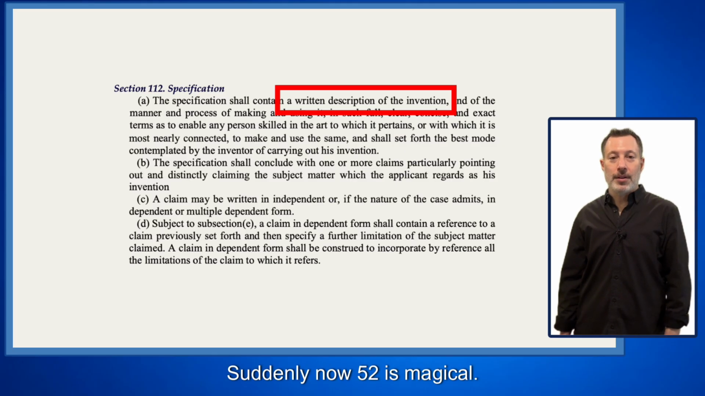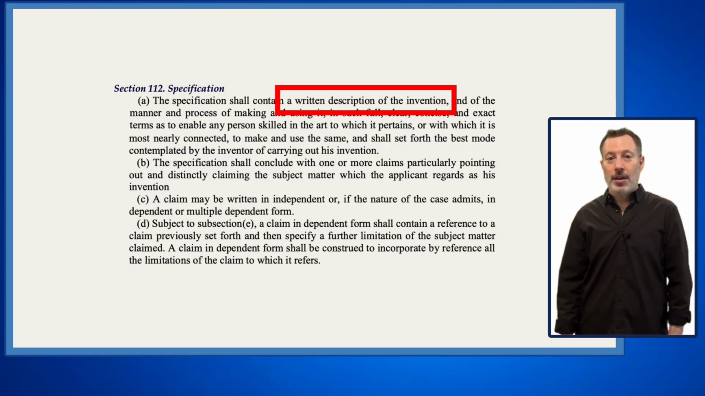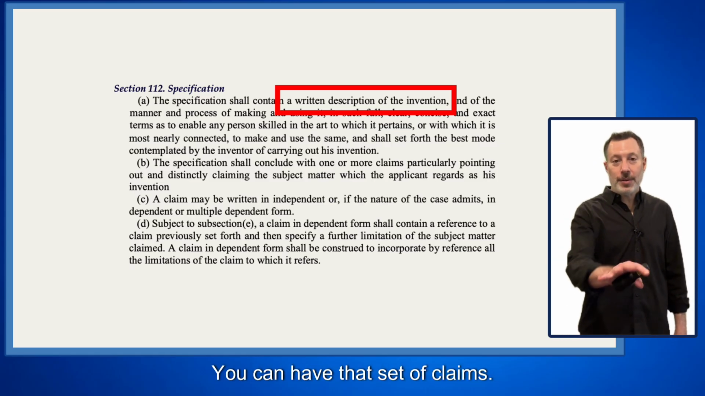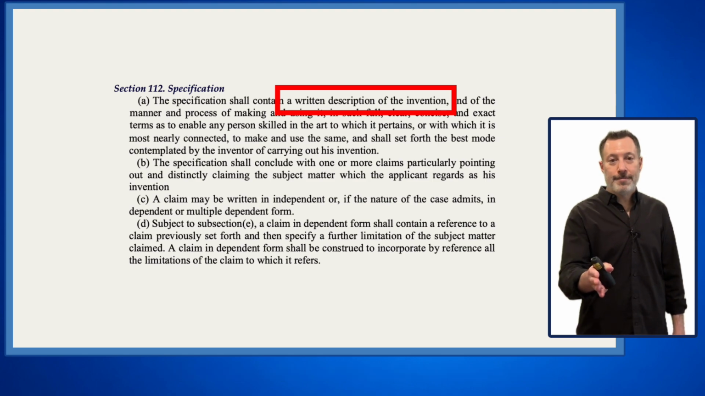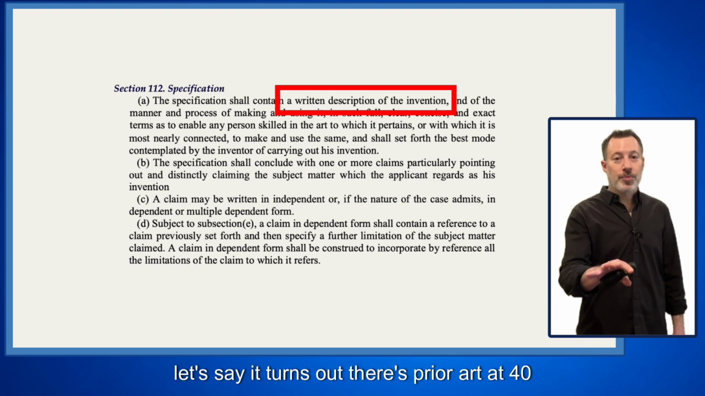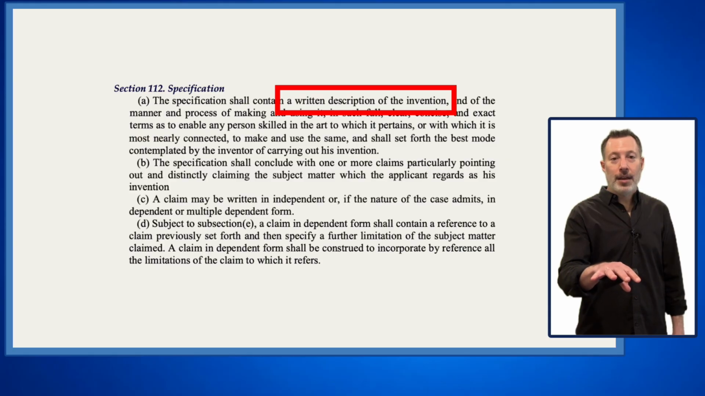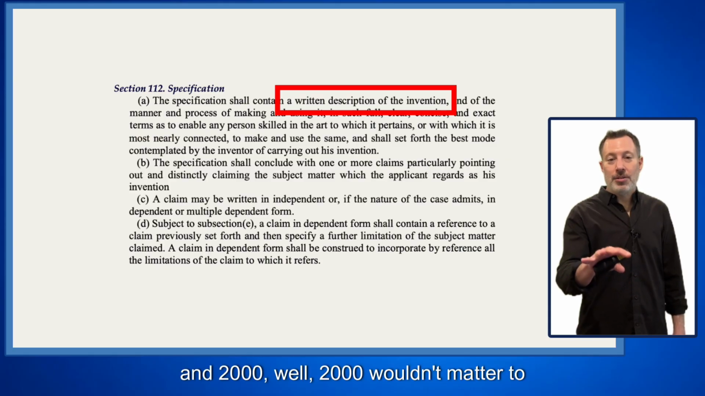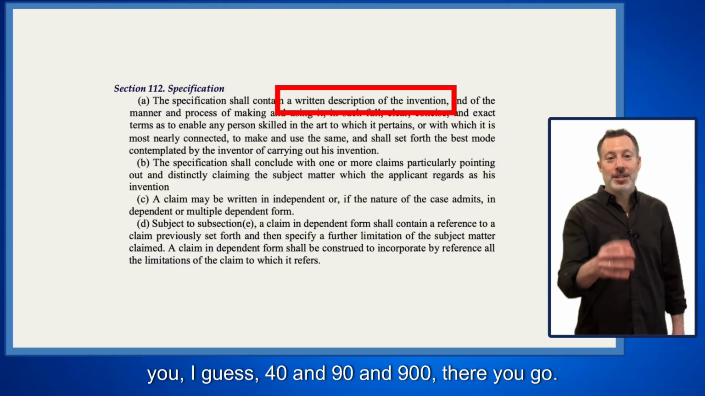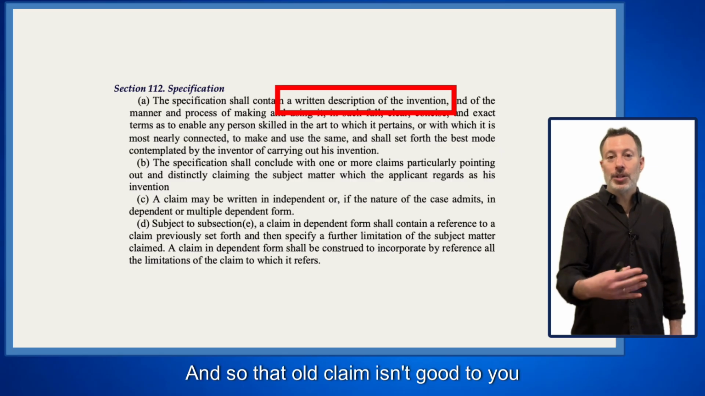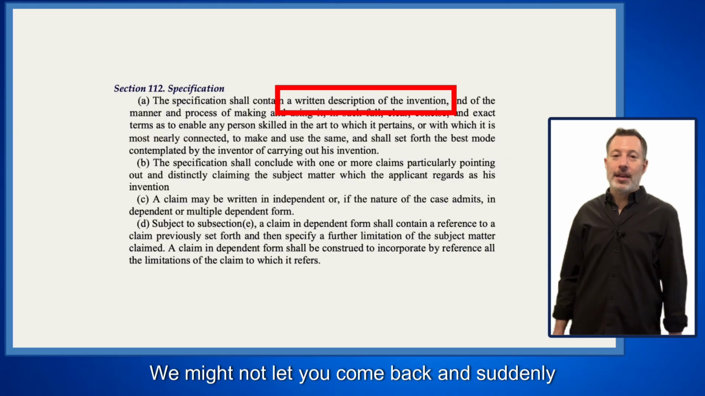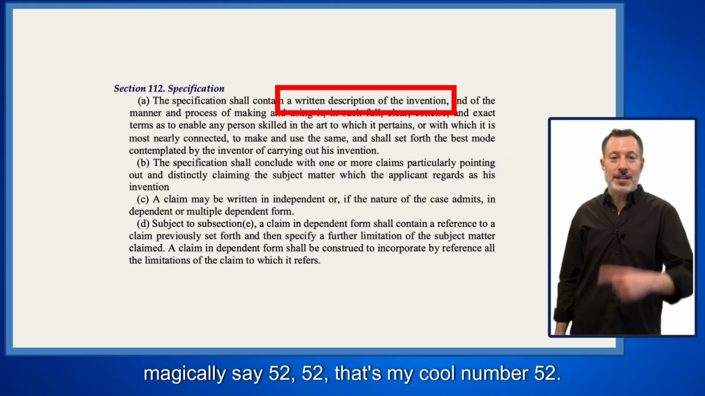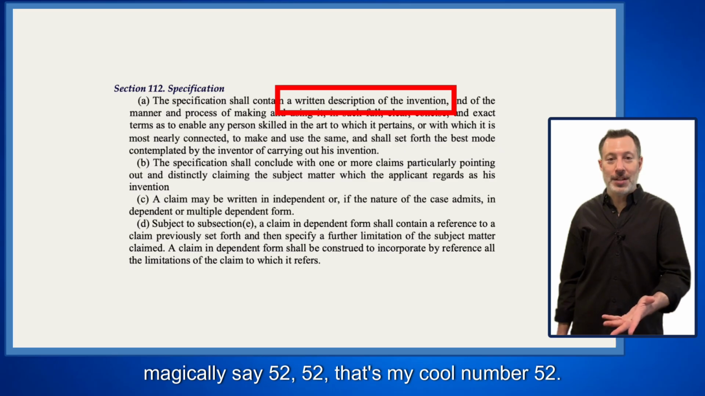But what we don't understand is why you said 1 to 1,000 back then, and suddenly now it's 52. Suddenly now 52 is magical. You had 52 in your bigger range. You can have that set of claims. But if there's some problem with 1 to 1,000, let's say it turns out there's prior art at 40 and 90 and 900, there you go. And so that old claim isn't good to you because it accidentally covers prior art. We might not let you come back and suddenly magically say 52, 52, that's my cool number 52.